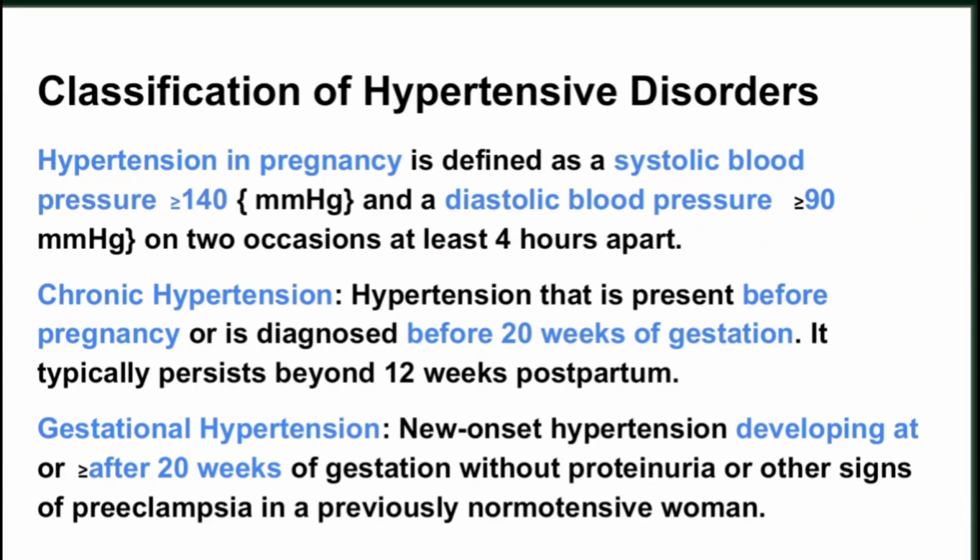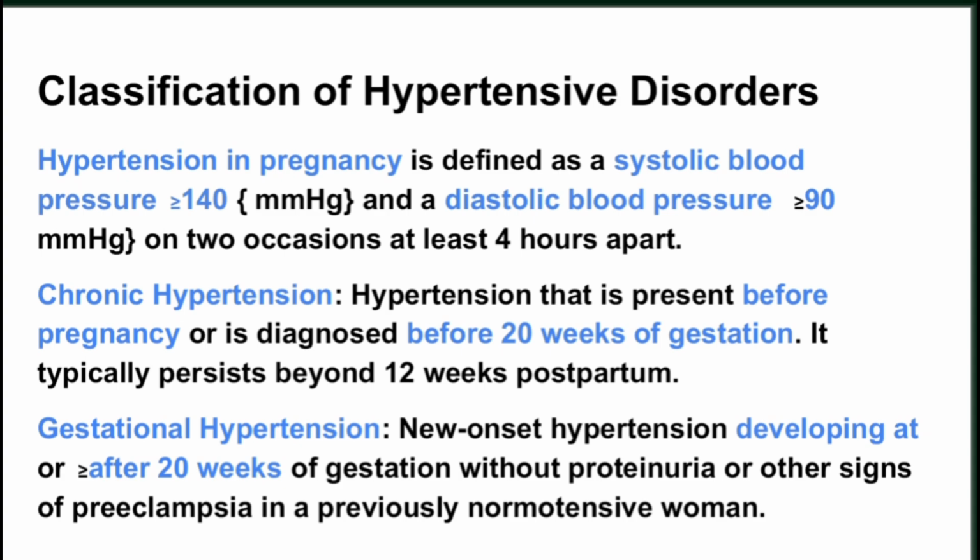So hypertension in pregnancy is defined as a systolic blood pressure greater than 140 millimeters of mercury and a diastolic blood pressure greater than 90 millimeters of mercury on two occasions at least 4 hours apart. Chronic hypertension simply means hypertension that has been present before pregnancy or is diagnosed before 20 weeks of gestation. So it typically persists beyond 12 weeks postpartum. And what we need to know is that when you take a good history, this patient will tell you that I was actually taking BP medication even before I became pregnant.